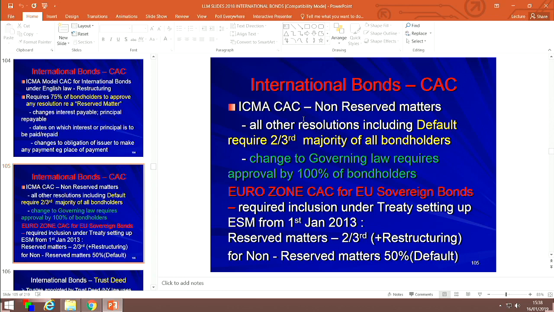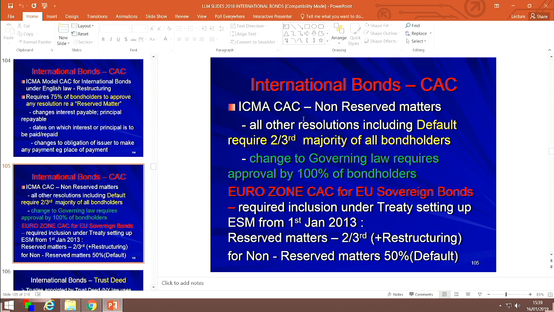But one thing requires a 100% vote, and that is to change the governing law of the bond instrument. You can't change the governing law unless all bondholders approve, and the reason is obvious. The moment you change the governing law, the entire framework, structure, and architecture of the rights and obligations changes radically. Therefore, quite rightly, the ICMA clause requires 100% approval of bondholders.